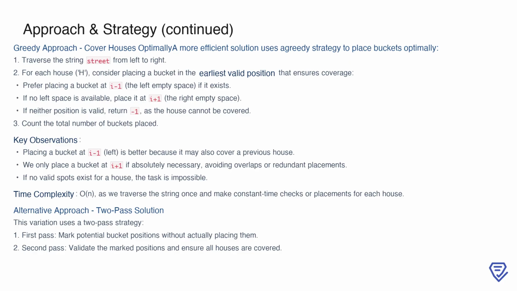Ideally, we place a bucket in the empty space immediately to the left of the house, as this placement can potentially cover both the current house and a previous one. If the left position isn't available, we place the bucket in the empty space to the right of the house. If neither position is valid, it becomes impossible to cover that house, and we return -1.